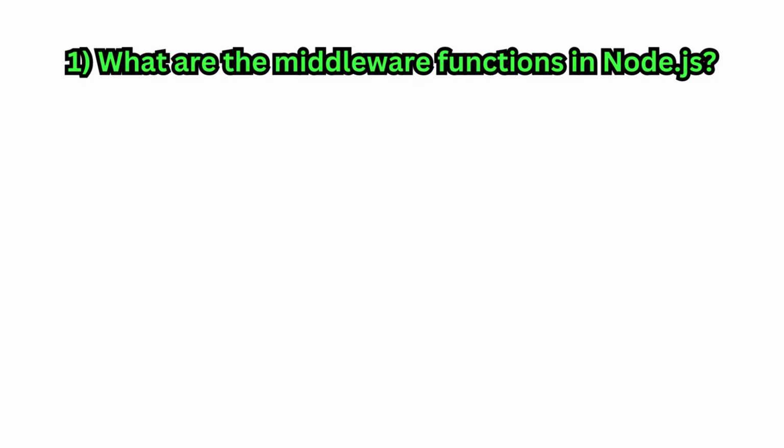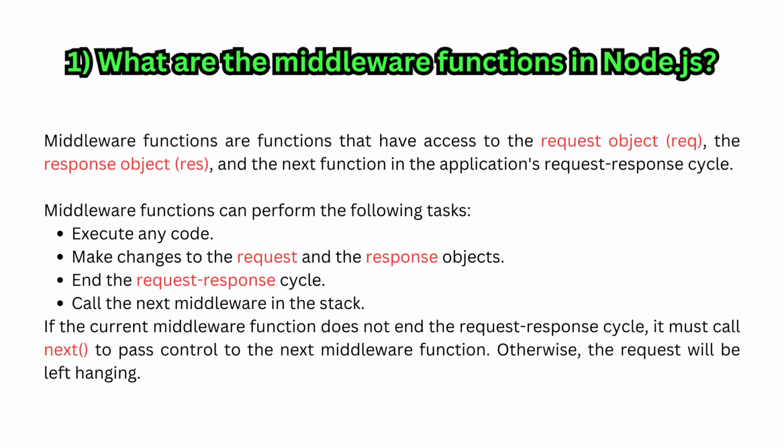Question 1. What are the middleware functions in Node.js? Middleware functions are functions that have access to the request object aka req, the response object aka res, and the next function in the application's request-response cycle. Middleware functions can perform the following tasks: execute any code, make changes to the request and the response objects, end the request-response cycle, call the next middleware in the stack.